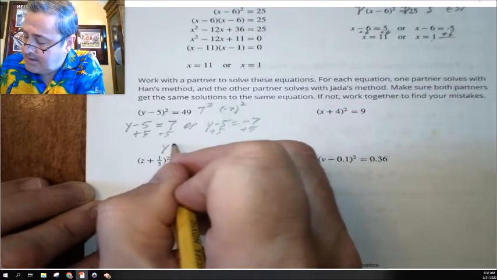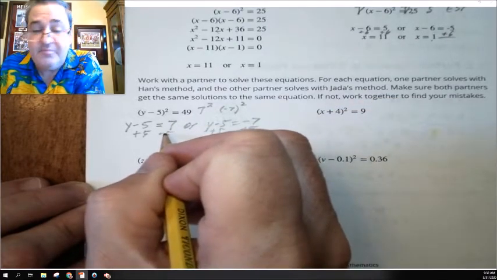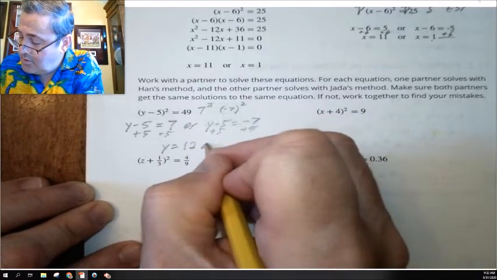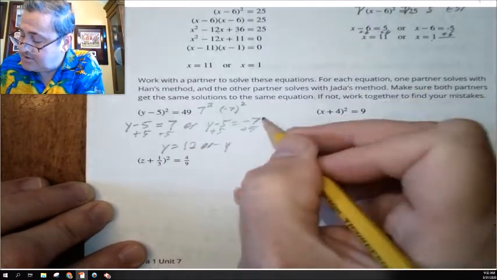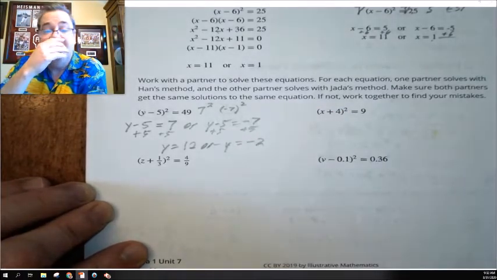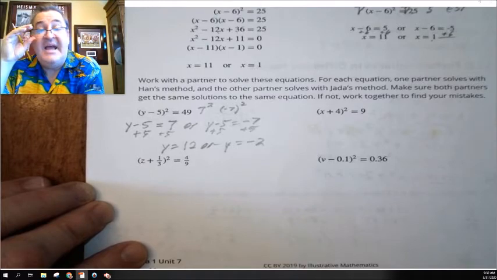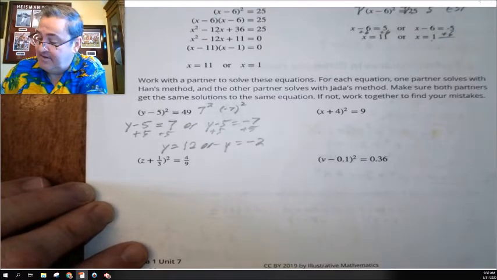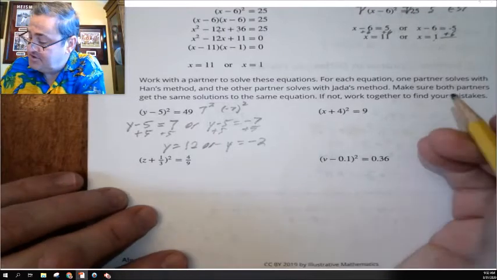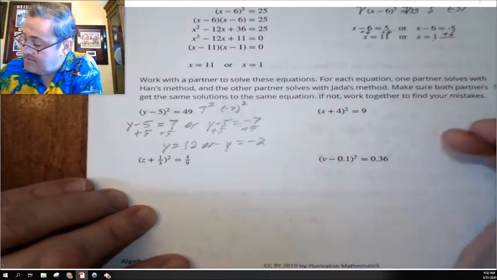So y equals 7 plus 5, 12, or y equals negative 7 plus 5, negative 2. That was a lot quicker than using the method that we knew before, which Han was using. Let's do the same thing over here.